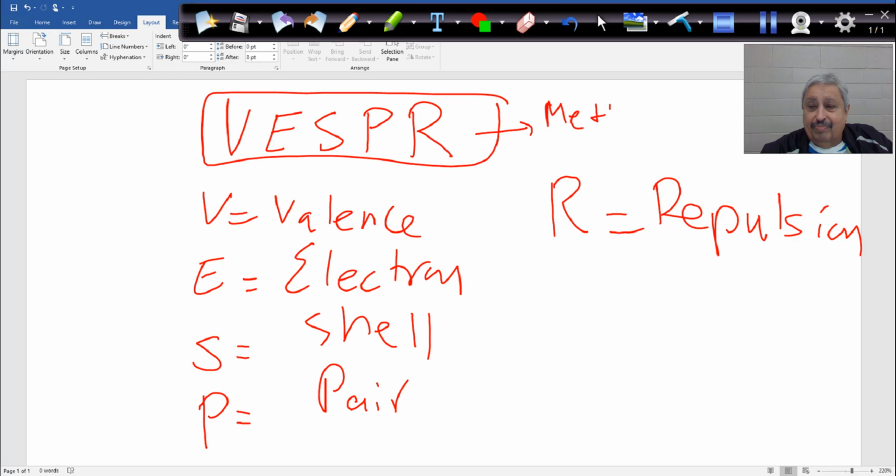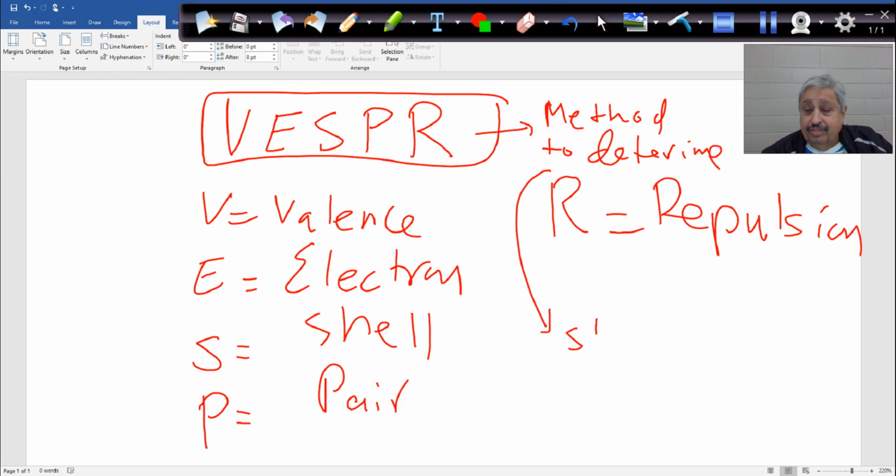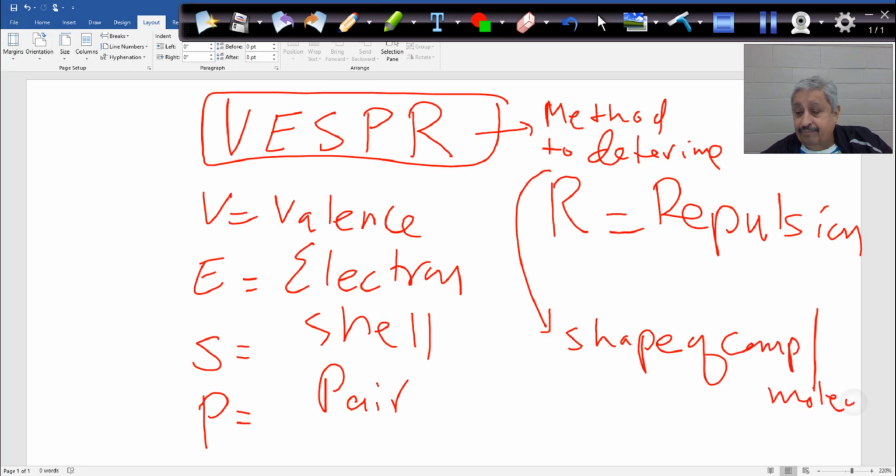A method to determine the shape of a compound or molecule. Okay, guys, it's really a method. There are some rules for this method, but this is what it says. It deals with the valence electrons, correct? And it really depends on the Lewis dot structure.